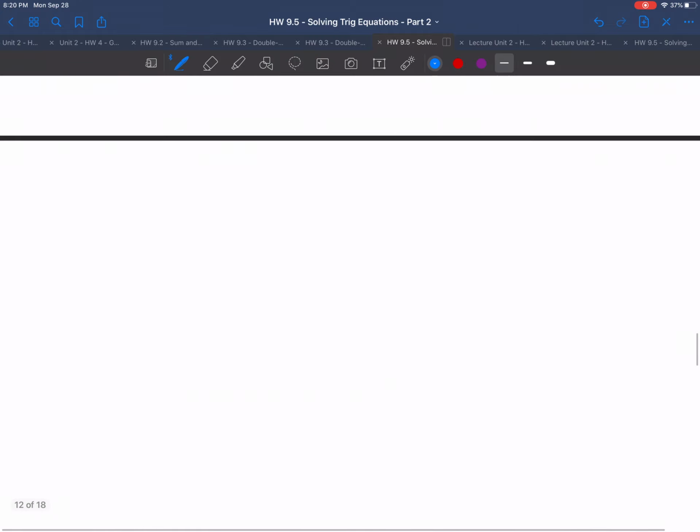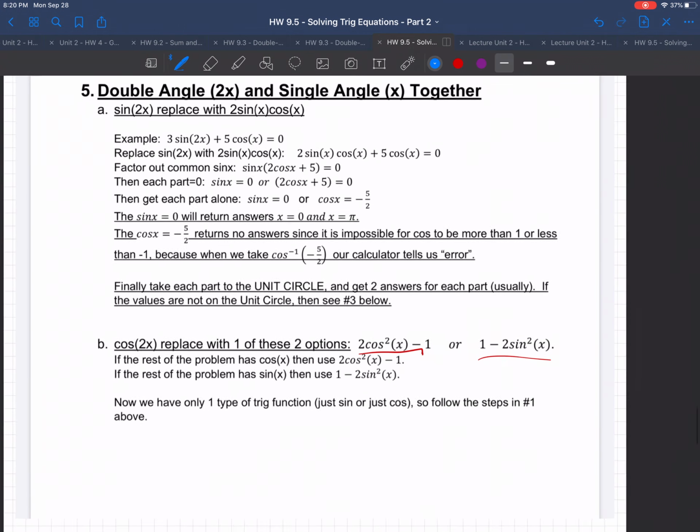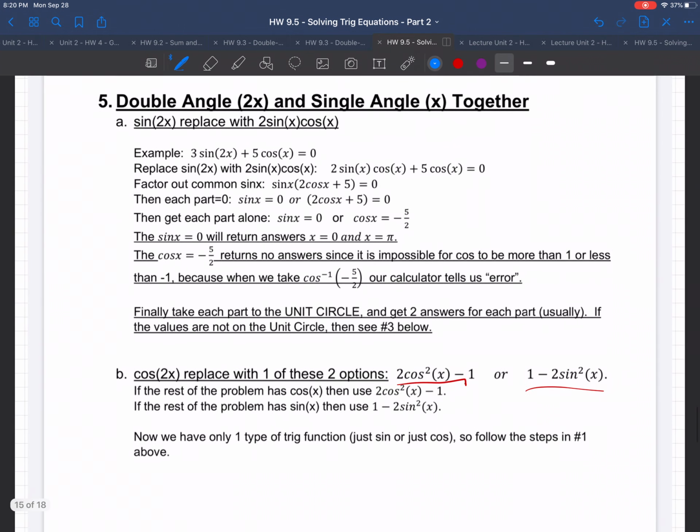So that specifically means something we have to do. Let's go down and look at your notes. I'm looking at your notes right now that I provided for you. And I'm finding at the bottom of the notes, number 5, double angle and single angle together. So that's what we're talking about. If you have sine 2x, we have cosine. If you have cosine 2x, replace it with one of these two options: either 2 cosine squared minus 1 or 1 minus 2 sine squared. Those come off your formula sheet.